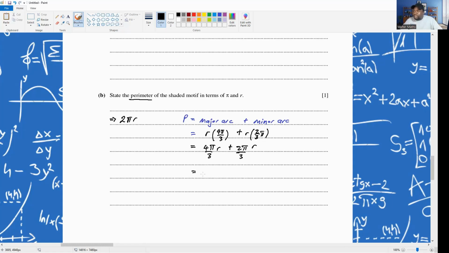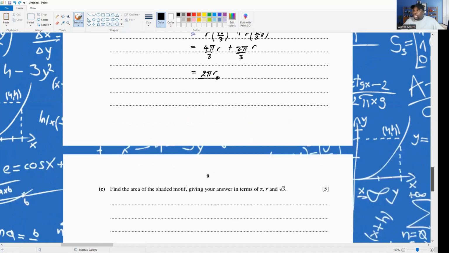So this gives us 2 pi r. All right. So, for 1 mark, you wouldn't want to go through all this trouble. So maybe just simply stating it like we did using the first method would have been okay. Anyways, let's move on to part C.